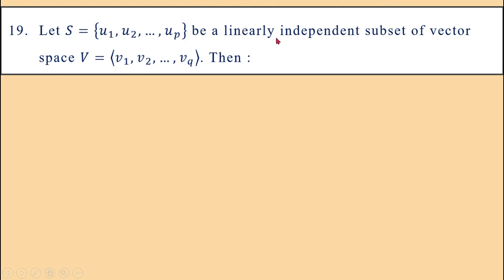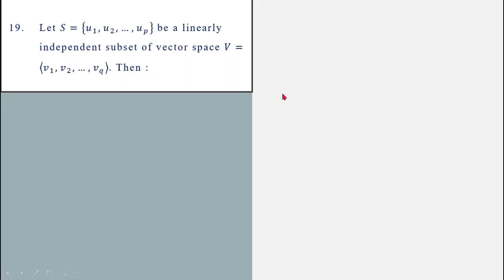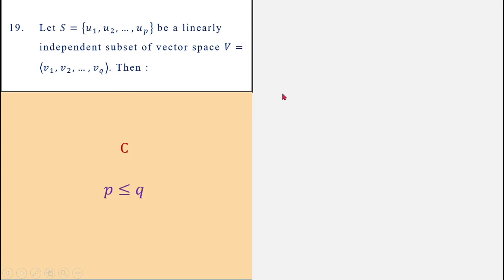Next question: let S equal u1 vector, u2 vector, up vector be a linearly independent subset of a vector space V, equal to the vector space spanned by vectors v1 vector, v2 vector, vq vector. Then this set is a linearly independent subset of vector space V containing P vectors, and V is spanned by Q number of vectors v1 vector, v2 vector, vq vector. Then the first option is P is less than Q, second option is P is equal to Q, third option is P less than or equal to Q, and fourth option is P greater than Q. The correct option is option C, that is P less than or equal to Q.